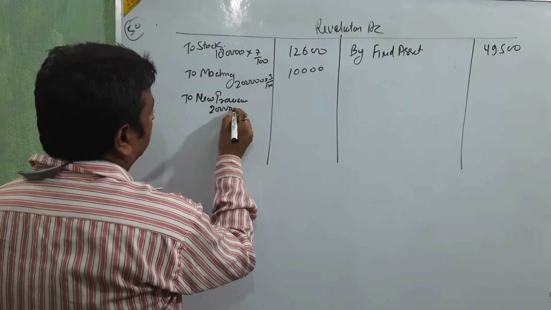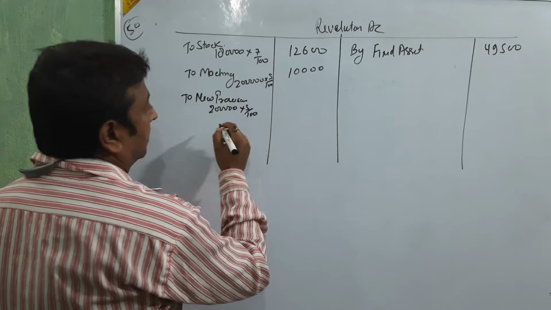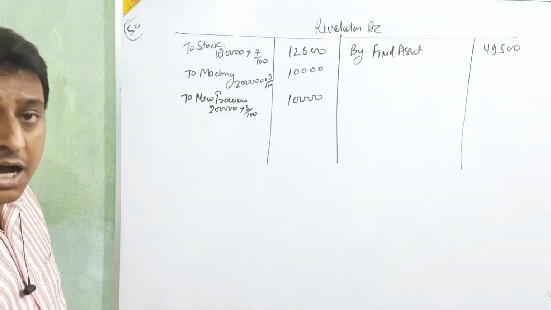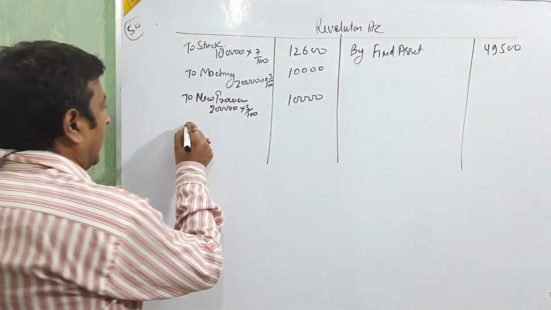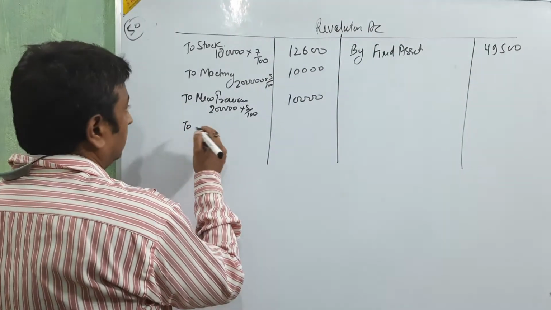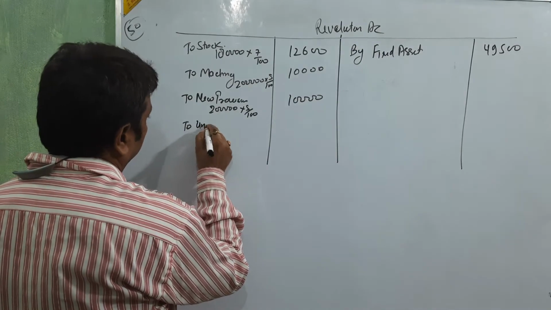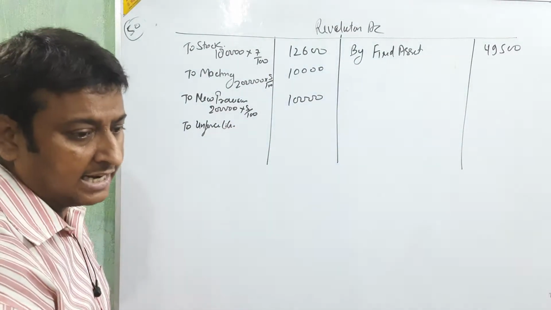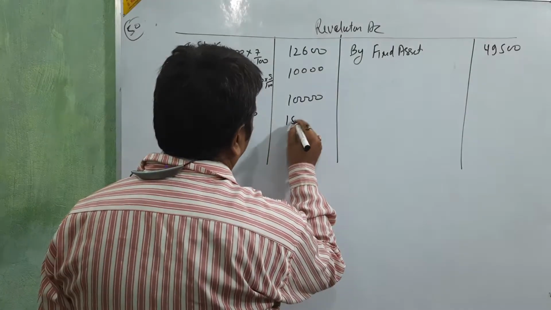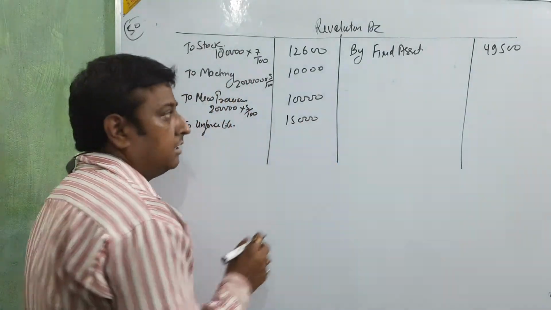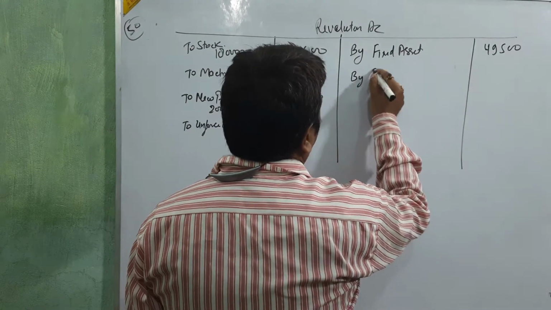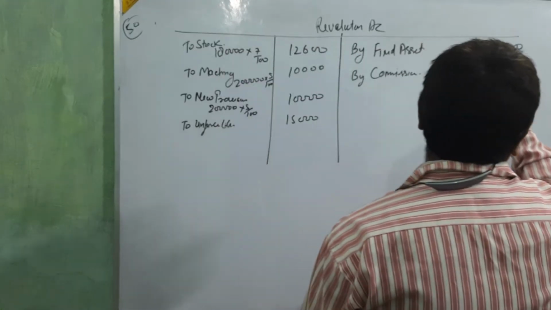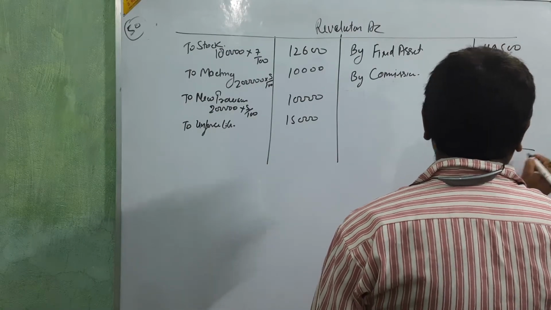Debtor is 2 lakh, 5% of debtors, that amount is 10,000. Then unforeseen liability 15,000, and then commission 11,000, beta. Okay, clear?